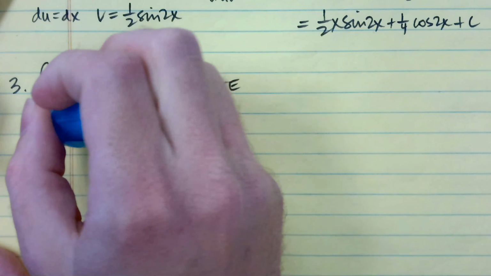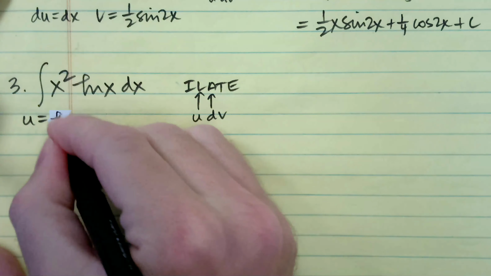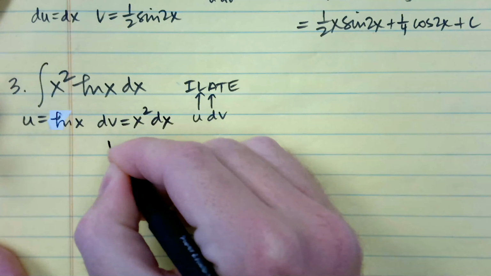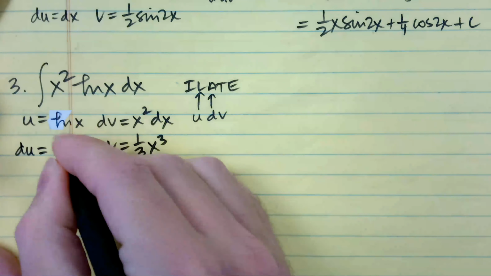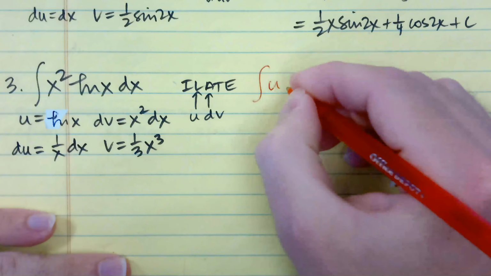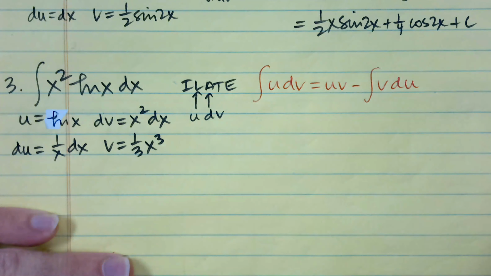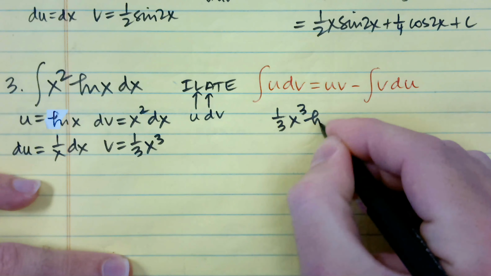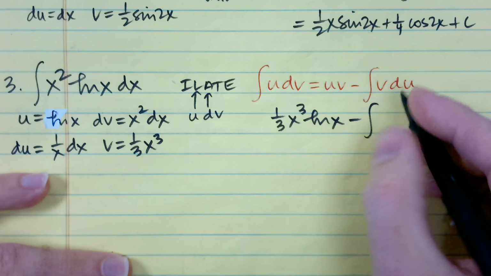I'm in the habit of u being a power of x, which, in AP calculus it usually is, but not always, as we can see. So u is going to be natural log x, dv is going to be x squared dx. And du is going to be 1 over x dx. All right, copying the formula. And so it's going to be uv, 1/3 x to the 3rd natural log x, minus the antiderivative of v du. So 1/3 x to the 3rd times 1 over x dx.